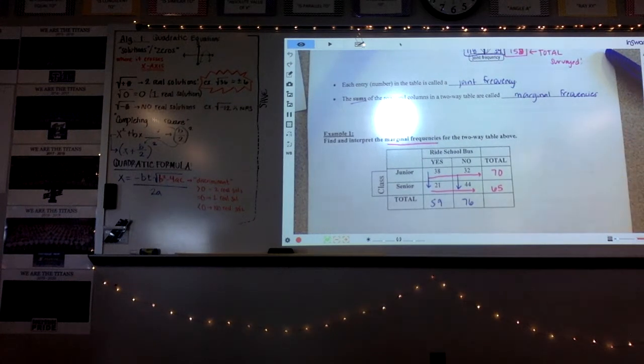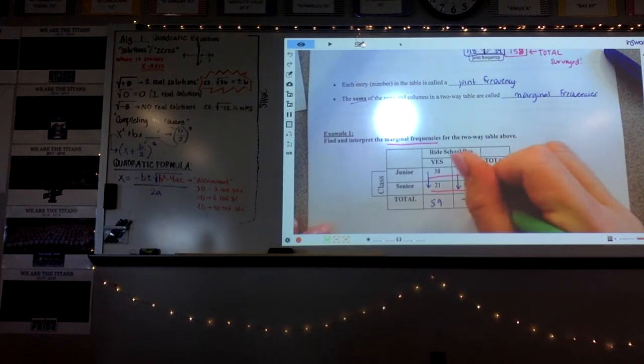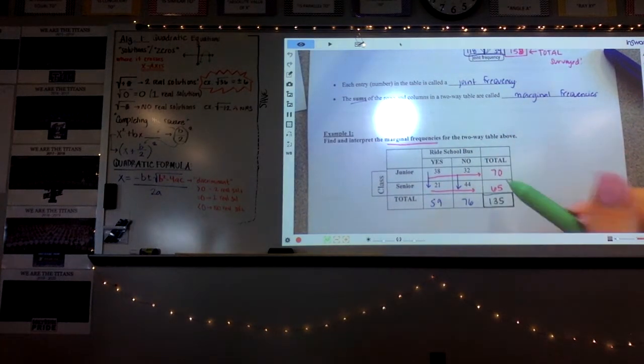So then for our last number, how many total were interviewed, you should be able to add together either the column or the row because it shouldn't be a different number. And Simba, how many total people were interviewed here? Perfect. And you can add the 70 plus the 65 or the 59 plus 76.